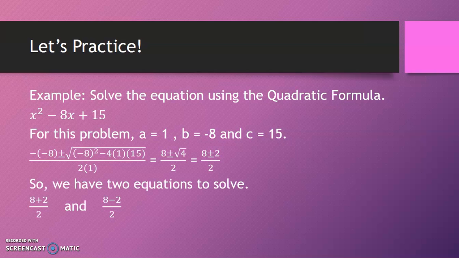So I have two equations to solve here. I have 8 plus 2 over 2, and I have 8 minus 2 over 2. So my answers are going to be 5 and 3, because 8 plus 2 is 10, 10 divided by 2 is 5. 8 minus 2 is 6, 6 divided by 2 would be 3.